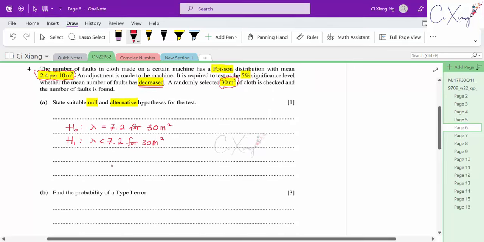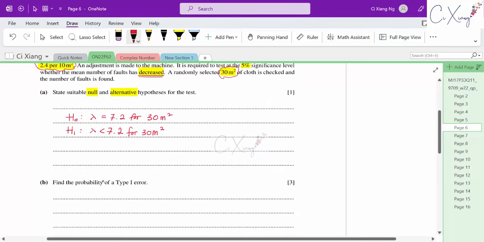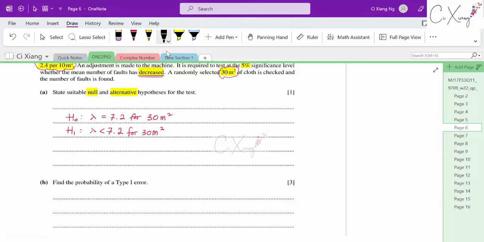Then next, they want us to find the probability of a type 1 error. Okay, the definition of type 1 error is actually we reject the null hypothesis when the null hypothesis is true. This is the first type of error, right? To calculate the probability under the reject null hypothesis part, I need to find out the rejection region first. I need the rejection region before I can continue to calculate the probability.